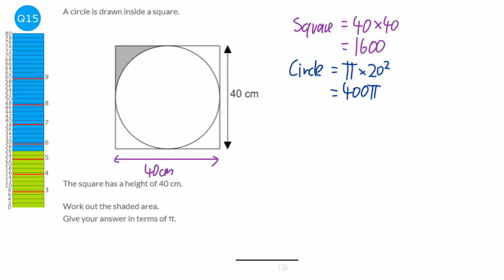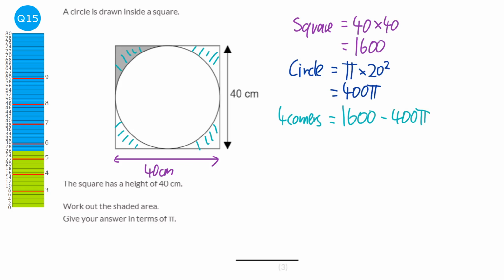Now next we're going to work out all of the corners, so that includes these three here and this one. So I'll say 4 corners, just to try and explain to the person marking my exam what I'm doing. And to do that, we're just going to do the square, take away the circle. So 1,600 take away 400 pi. Now we can't actually do anything more than that. That is our answer. So we just leave it at that.